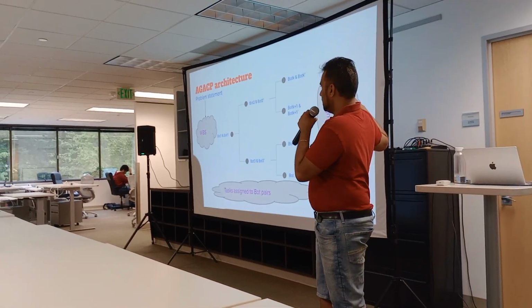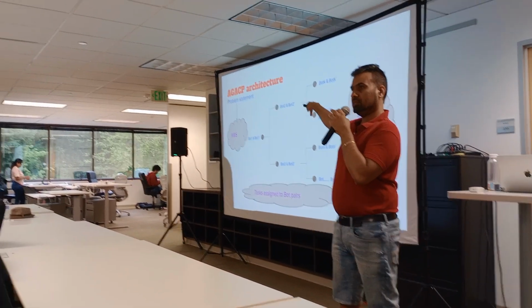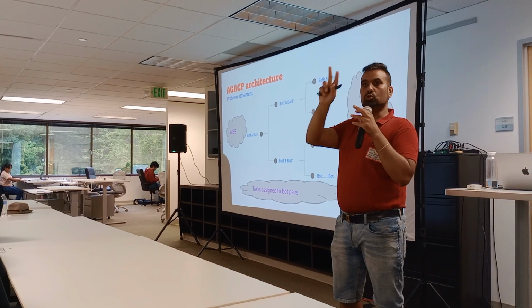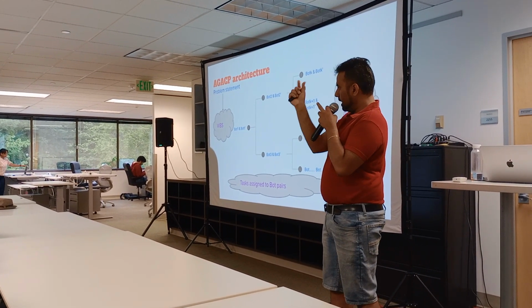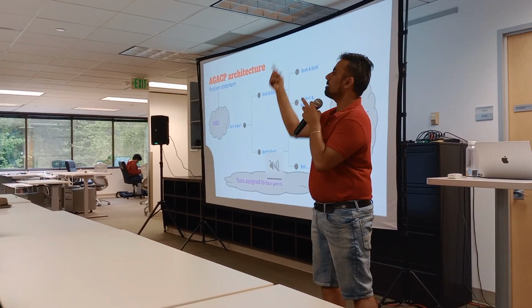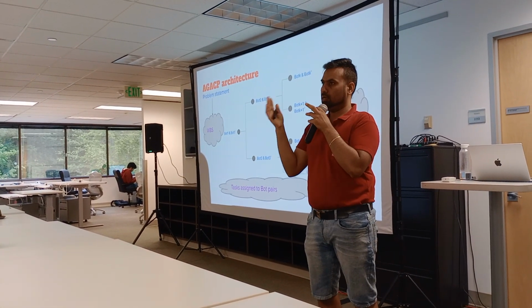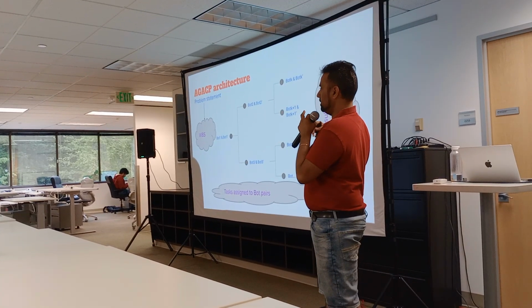Our idea is that the pair I represent here may not be just two bots together. It could be 4 bots, 5 bots, but one will be your prime, which generates, and the others are validating it. That's how the configuration is.